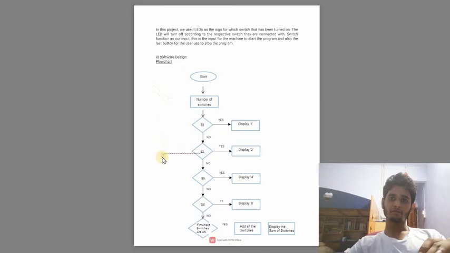And if it's not on, then it goes to switch 3. And if switch 3 is on, it displays 4. And finally, if switch 3 is not on, then it shows switch 4. And if switch 4 is on, then it displays 8. Then it also has an if statement where if multiple switches are on, it adds all the switches together and displays the sum of the switches.